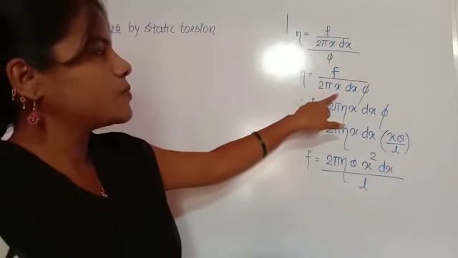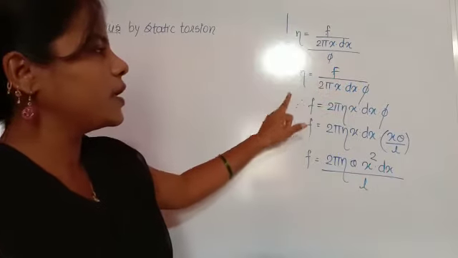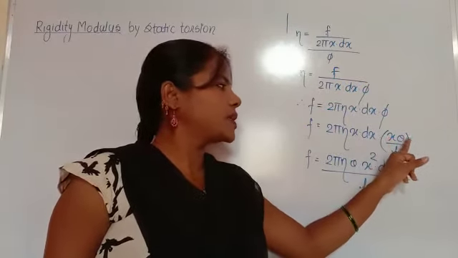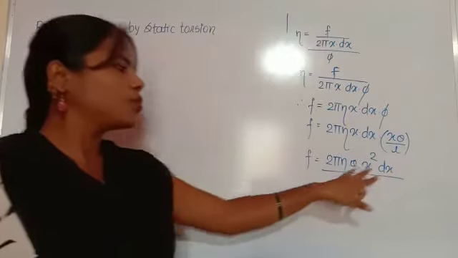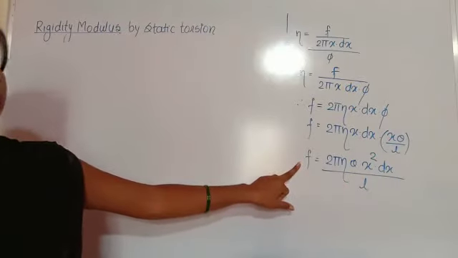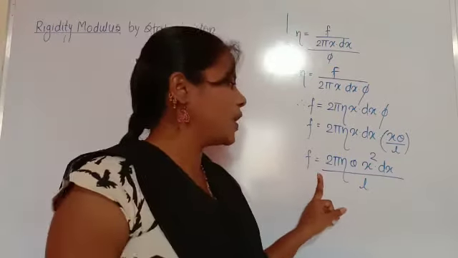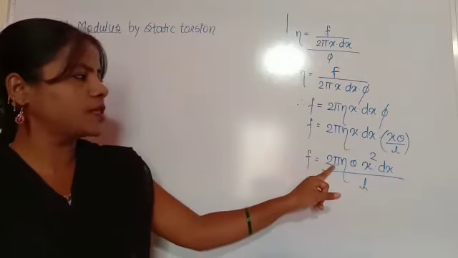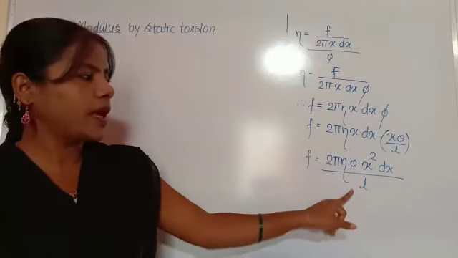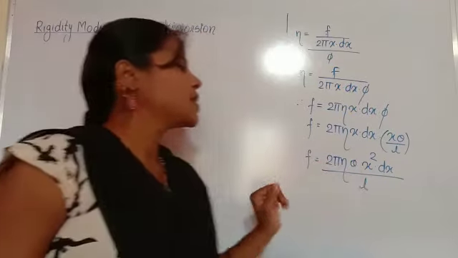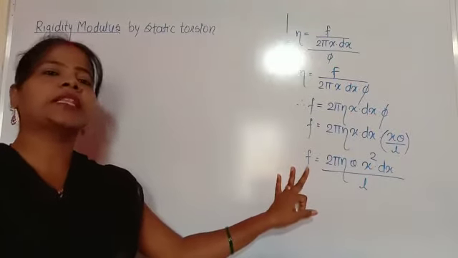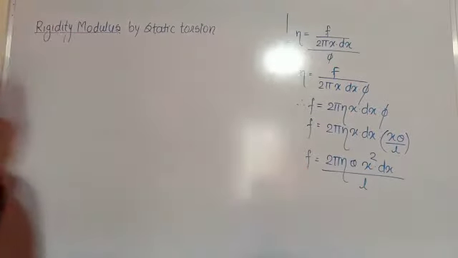So eta equals force divided by twice pi x into dx, and phi is x theta divided by L. After putting in the value, the force, that is the tangential force applied on the annular cross section of area twice pi x dx, is twice pi eta theta divided by L into x square into dx. Up to this we learned in the previous class. In today's class we are continuing this part.